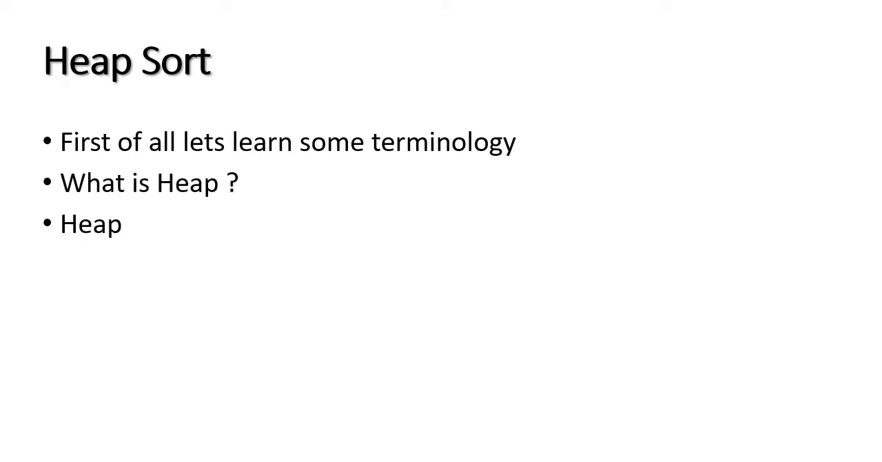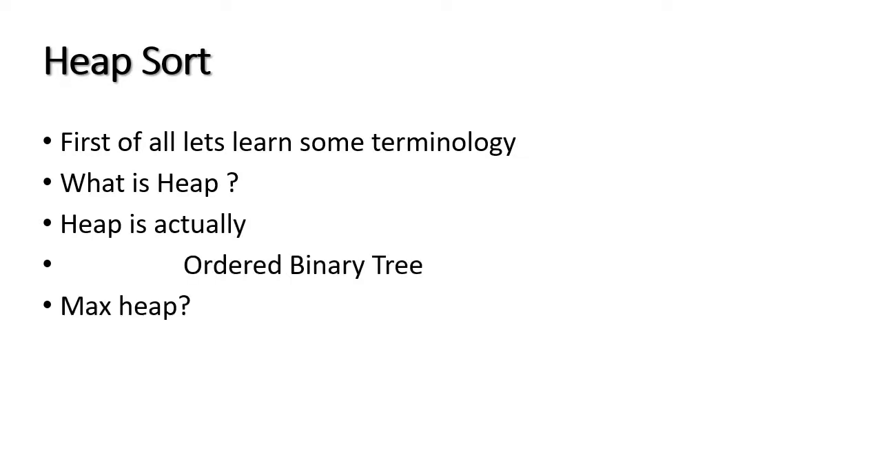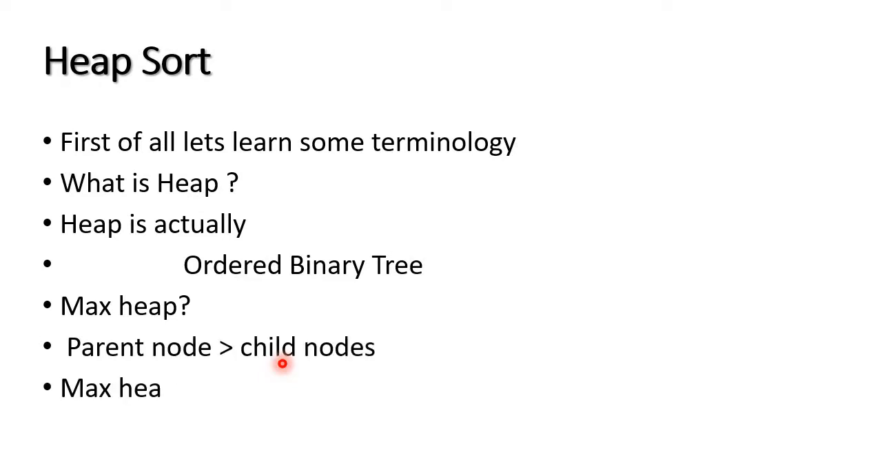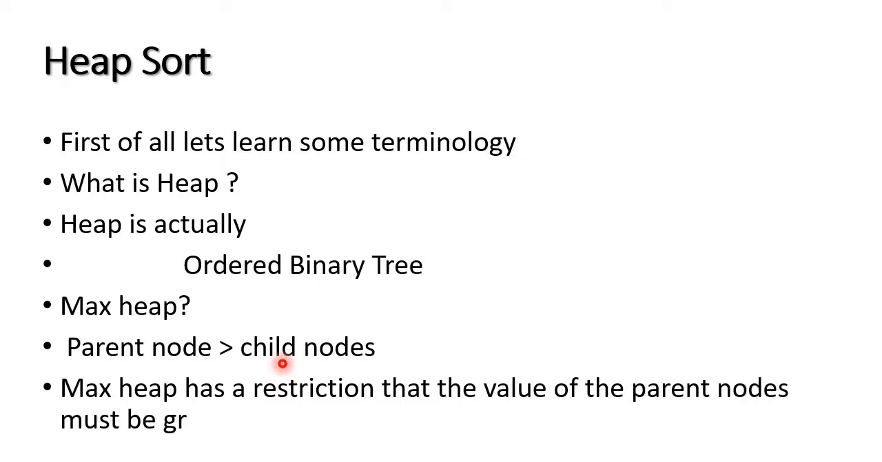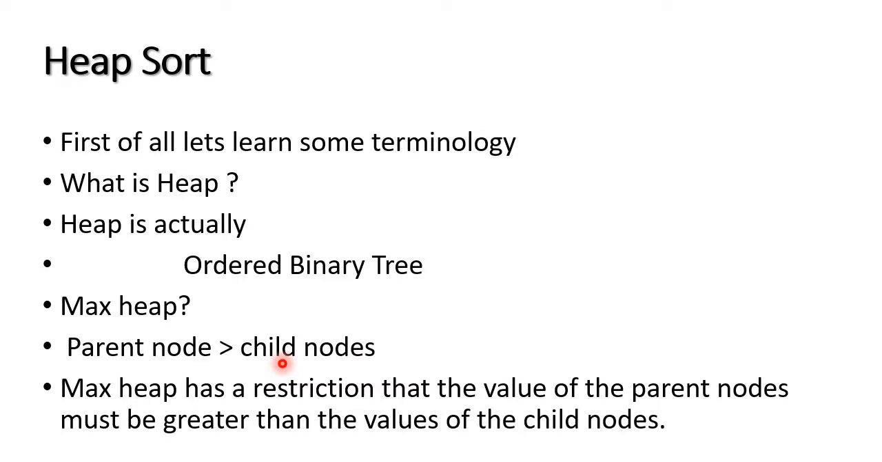First of all, we must know what is a heap. Heap is actually an ordered binary tree. Then we should know what is max heap. We will be using max heap terminology throughout our video. Max heap has a restriction that the values of the parent nodes must be greater than the values of the child nodes. It simply means that if you run this function, your tree will be sorted in such a way that the largest number will be on the top as a parent node.